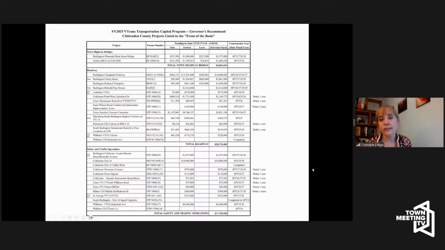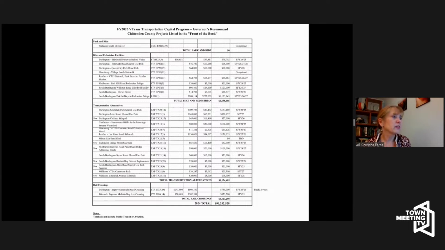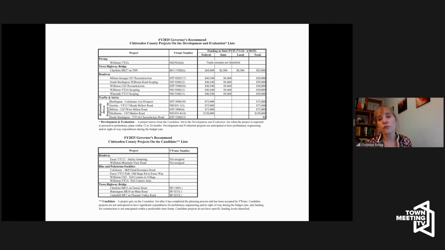The largest one here is the Exit 16 project, which will start in state fiscal year 25. And bike ped facilities, transportation alternative grants, and a couple of rail grade crossing improvements. And then those are all projects that are called front of the book because they're in the front of the book. There's also 2 other lists of projects, the development and evaluation list and the candidate list. And those are projects that are just up and coming to spend money. And these are the projects that are on those lists and will be developed into the future.